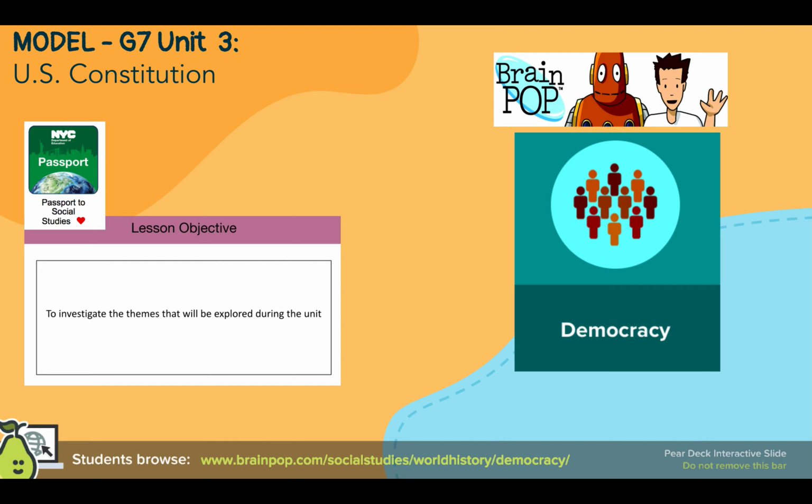Unit 3 of the Grade 7 curriculum in Passport to Social Studies is titled The U.S. Constitution. This unit follows the unit of the American Revolution. The first lesson objective of this unit is to have students investigate the themes that will be explored during the unit.